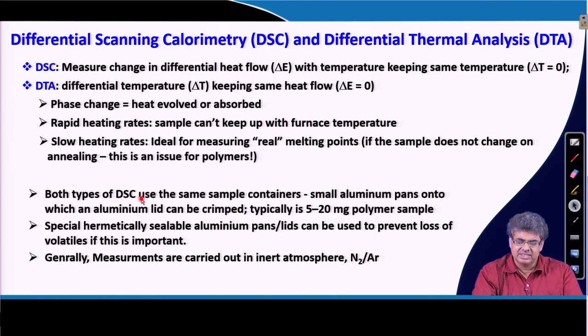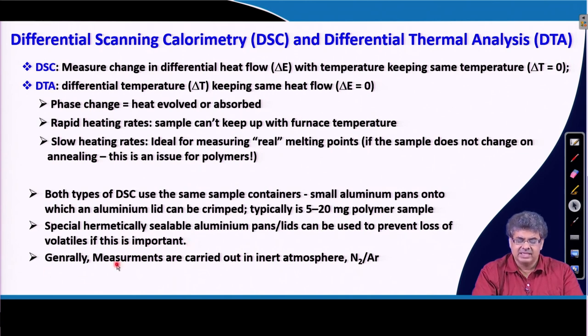For both these types, DSC or DTA, generally the same sample container is used: small aluminium pans on which an aluminium lid can be crimped so that nothing goes out during the measurement process, and typically 5 to 20 milligram polymer samples are used. Sometimes if volatile polymers or liquid samples are used, then we use special hermetically sealable aluminium pans or lids that prevent loss of volatiles, which is important.